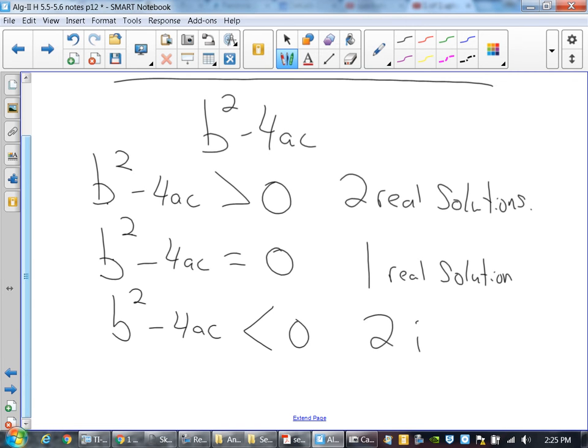Then you would have, no, you still have solutions. They are 2 imaginary. You have 2 imaginary solutions. Now, think about that. It makes sense because all of our imaginary solutions happen when you have the square root of a negative number.